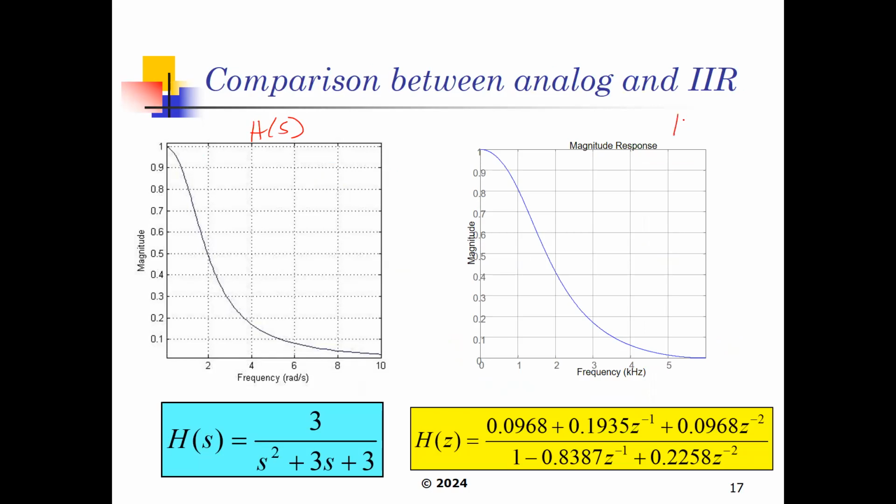HS, HZ. Notice the response at this one at 4 radians per second and at 3 kilohertz. Right? Notice the response is the same.